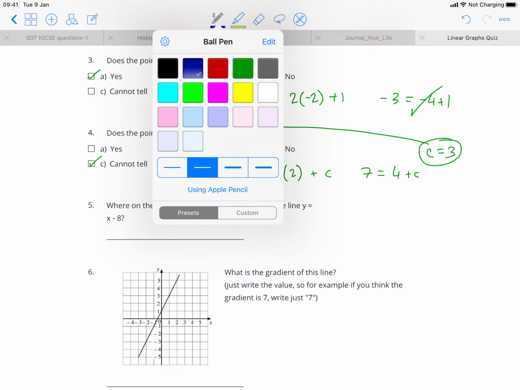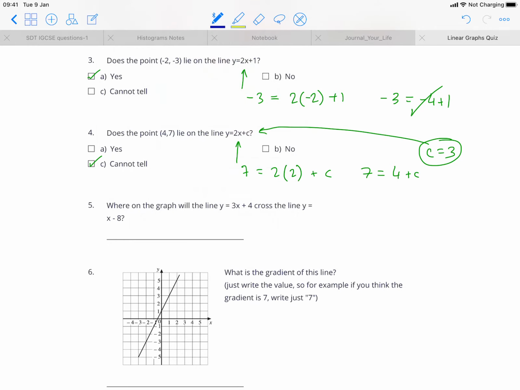Next question, it says, where on the graph would the line y equals 3x plus 4 cross the line y equals x minus 8? First thing you could have done is you could have drawn your lines. They would have gone something like this. And then that one would have been x minus 8, so it would have been something like this. And they would have crossed somewhere like that.